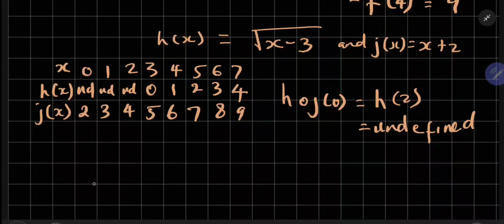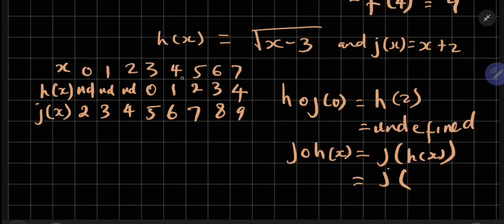So let's try to find j of h. In other words, j h. So j of h, where h is 4. Where h is 4, h of 4 is 1, and j of 1 is 3.